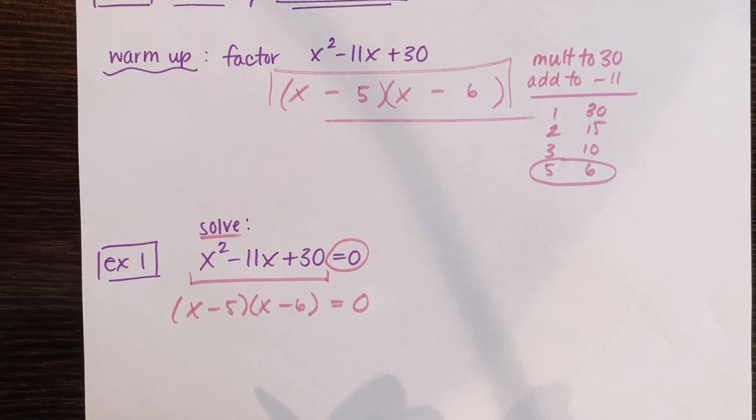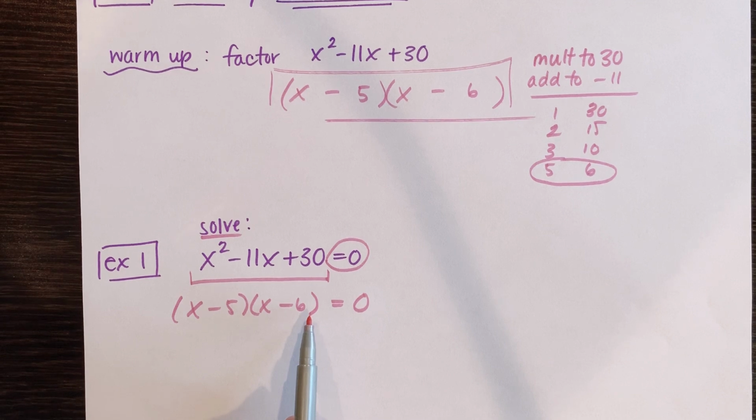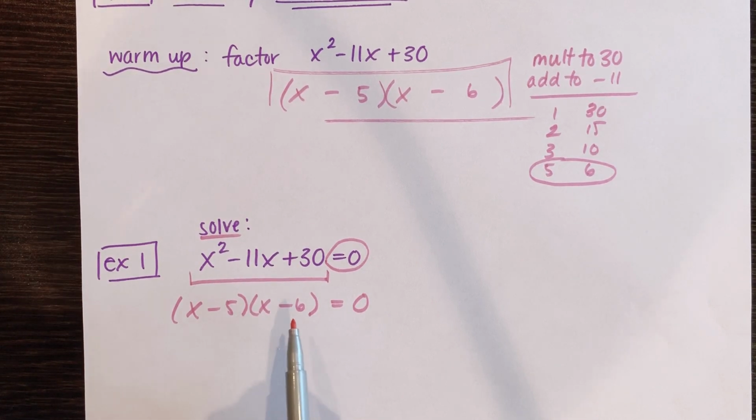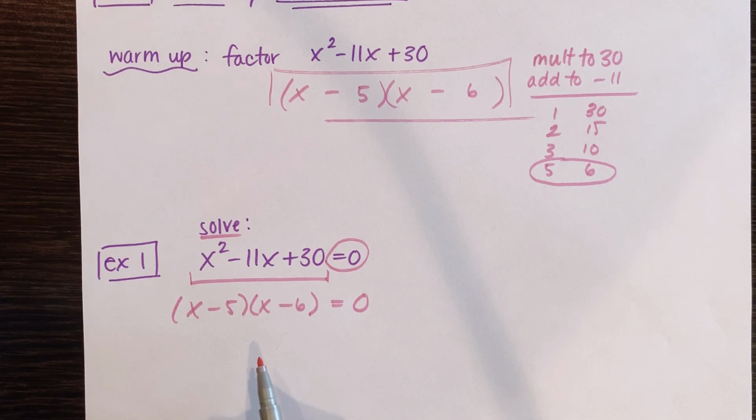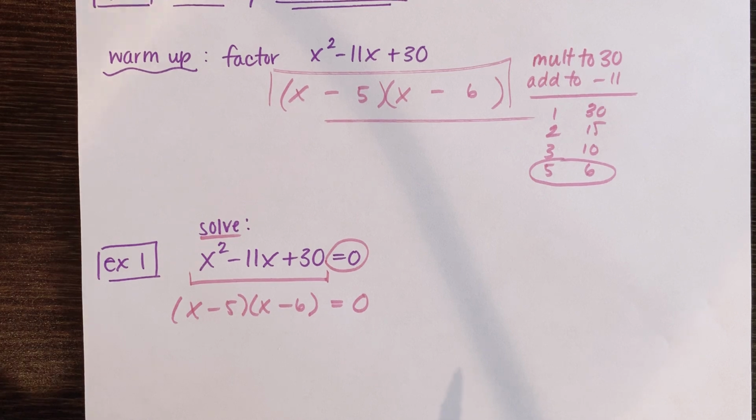This is still an equation. So what does this mean now? Let me think about this. I factored, right? So this is exactly what I've been doing all chapter. But now I'm asked to solve, which means they're looking for something like x equals 2, right? That's the end goal. X equals a number.